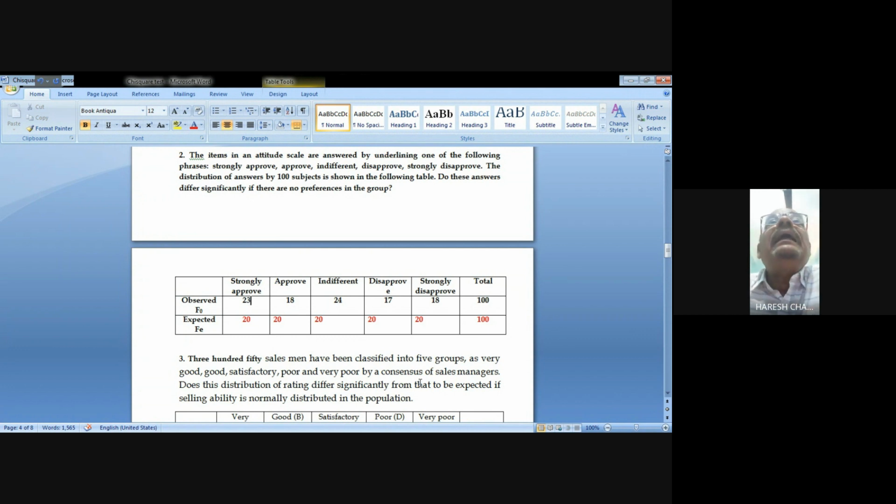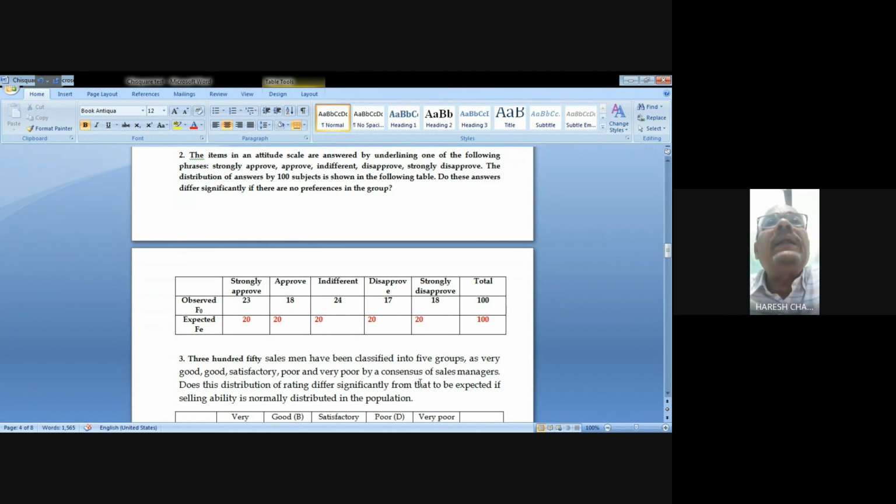Now, if this is the question, how to find out the expected frequency? Because the statement of the question is that there is no special preference for any kind of answer. Therefore, it is called an equal distribution probability. Equal distribution probability means in all cells, expected frequency will be equal. If you have total frequency 100, and if you have 5 cells, what will be the expected frequency in each cell? Anybody? 20.